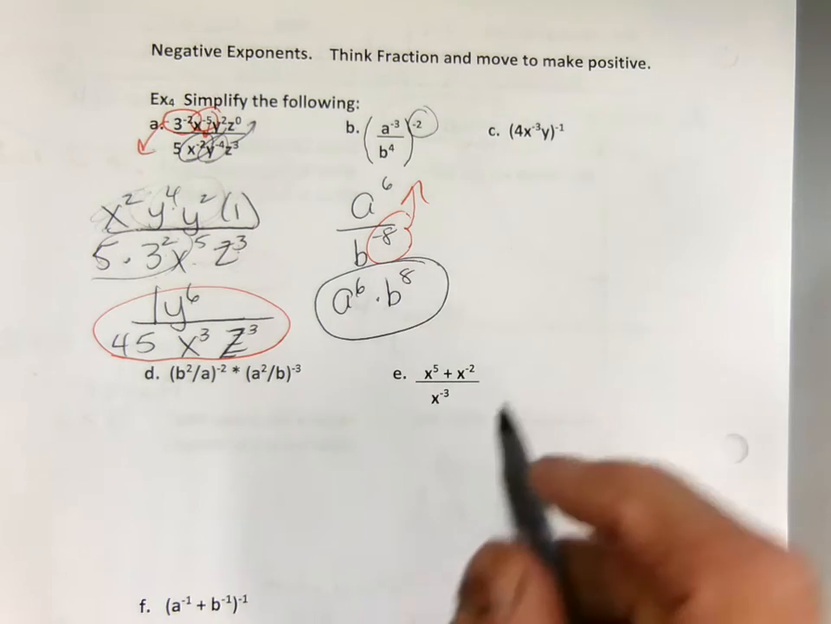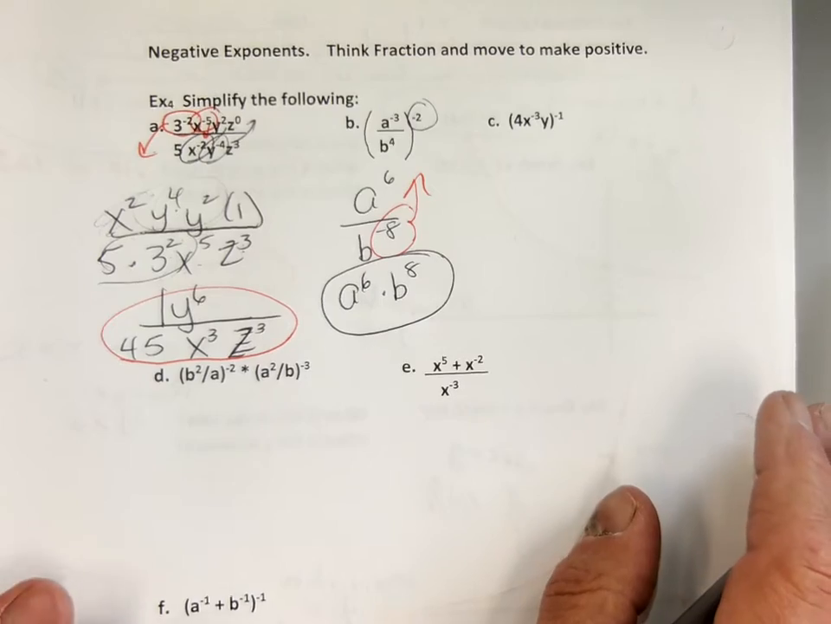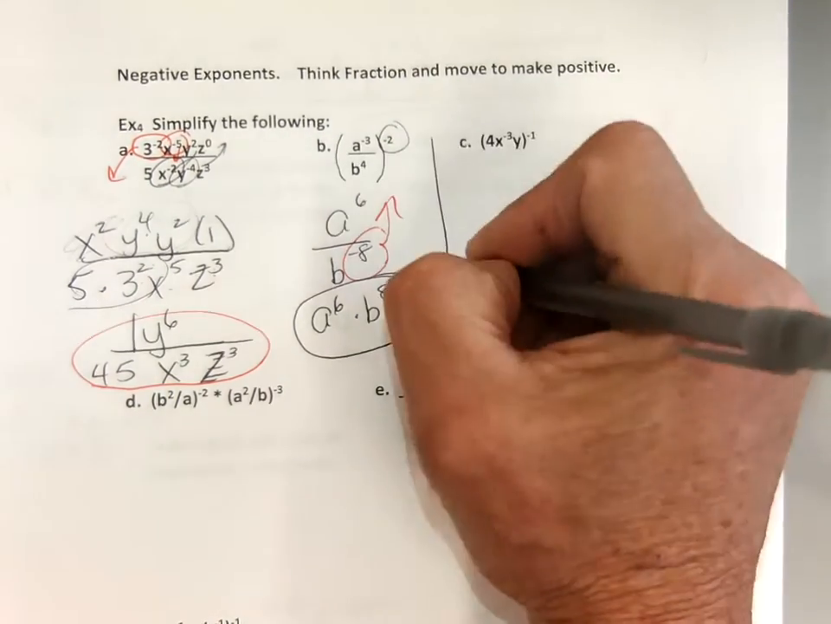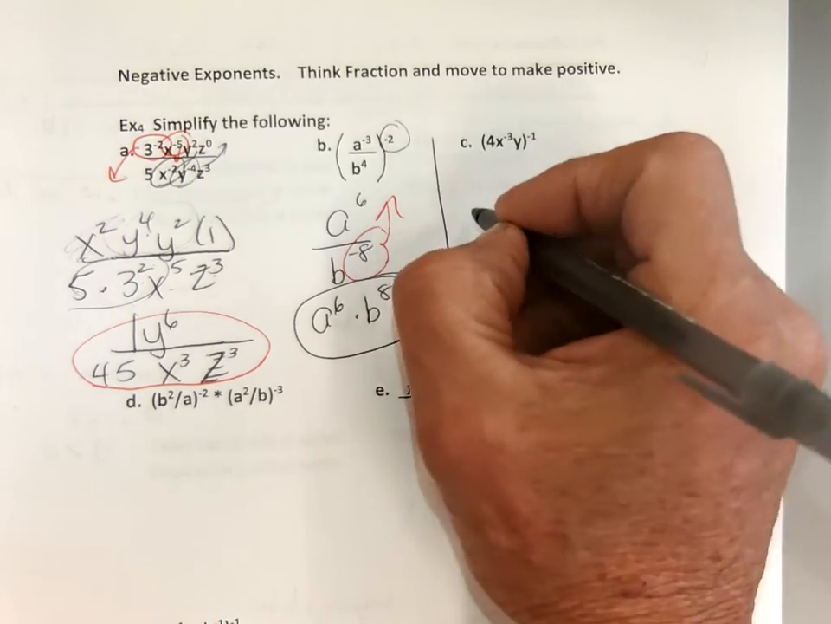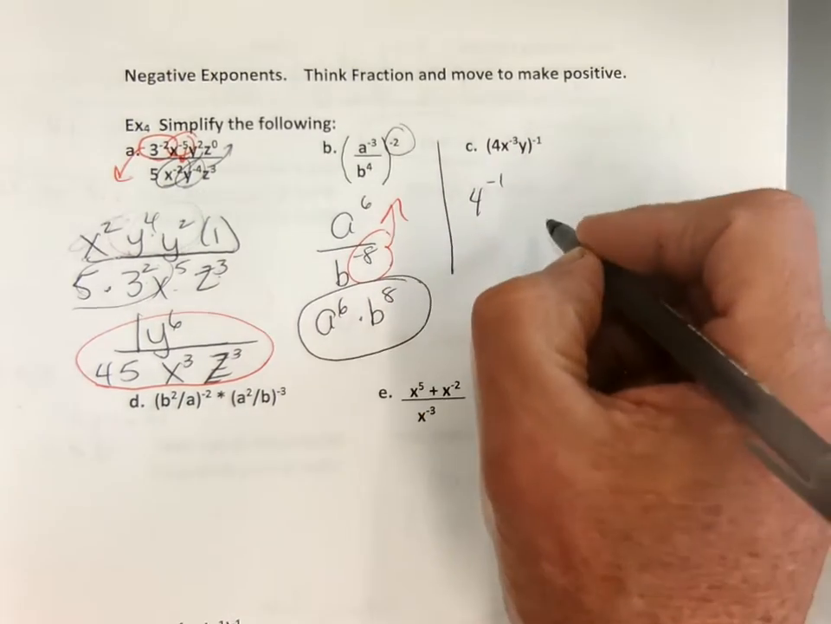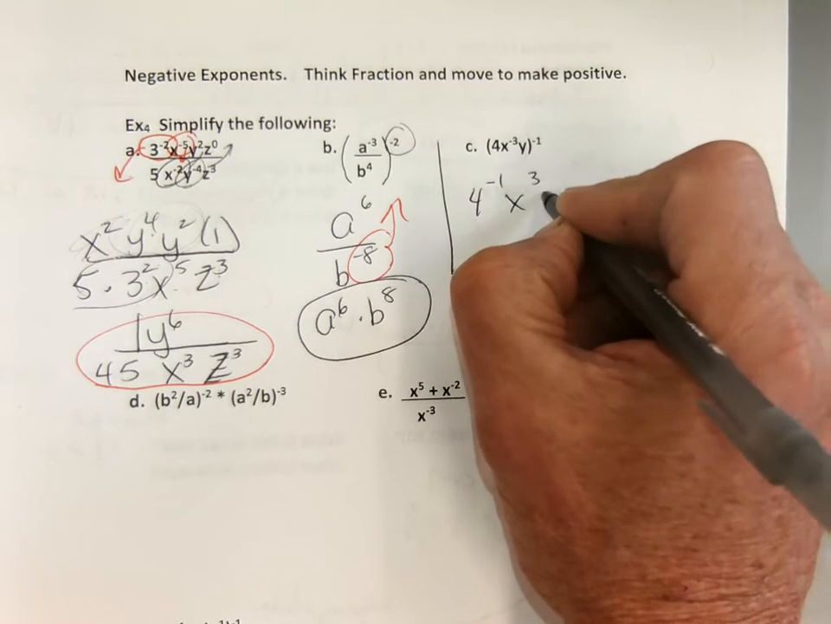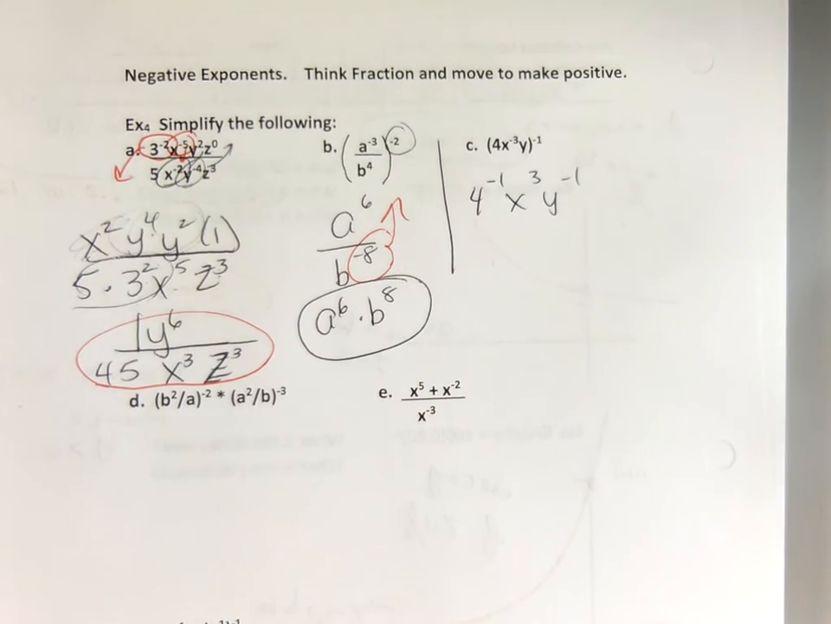All right, C. Couple ways to do it. Let's do it the easiest way. Honestly, there's a bunch of ways to do it, but let's do it the easiest way. I'm going to write 4 to the negative 1, x to the positive 3, and y to the negative 1. I think that's the easiest way to tackle this one. You guys okay with that?